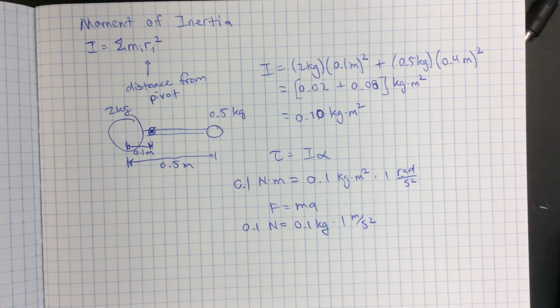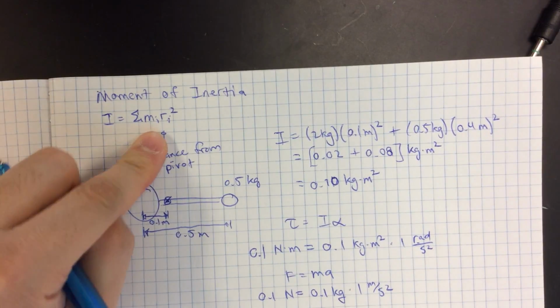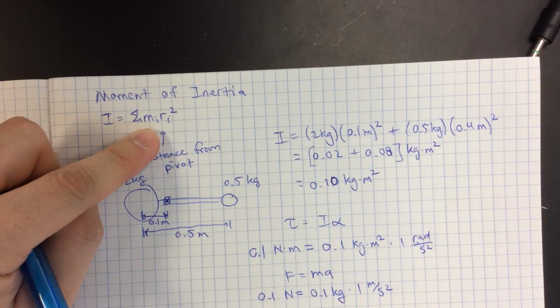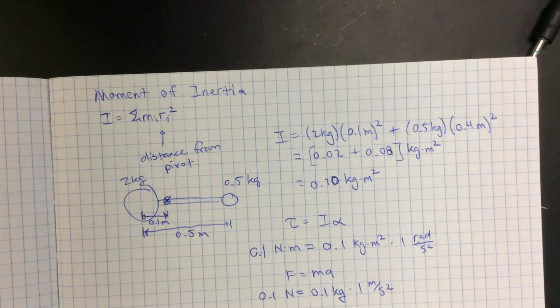So a couple of things to note. Because it is m r squared, your moment of inertia goes up with the square of the distance things go away from the pivot point, which means it becomes harder to twist something much faster if you spread it out than if you just make it more massive. So the shape of an object influences the moment of inertia a lot more than just how much mass there is.